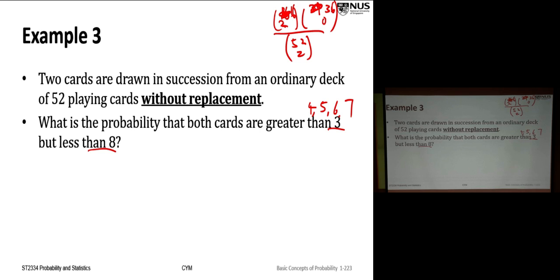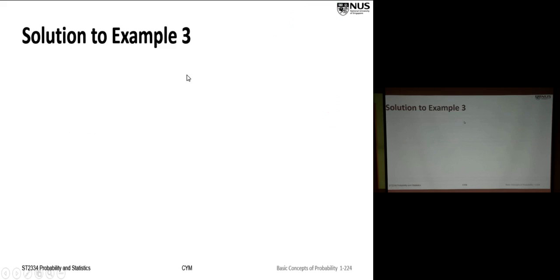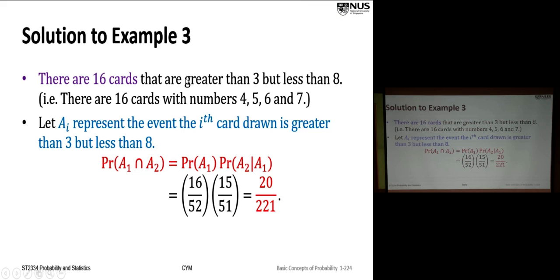I always use combinatorics, but sometimes it may be very hard to use the combinatoric argument. This one is easy. Okay, so my solution here uses the multiplication rule. I look at the first card satisfying the conditions, so it is 16 cards out of 52. Once you pick this one, of the remaining 51 cards, there are only 15 that satisfy the condition. So multiply them together. The answer is 20 over 221.